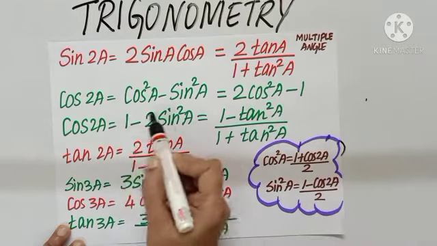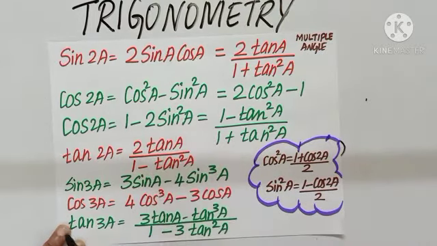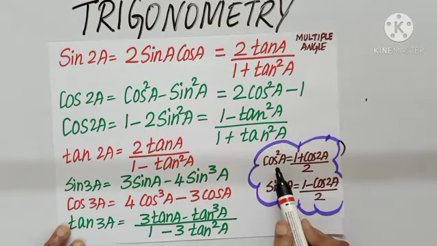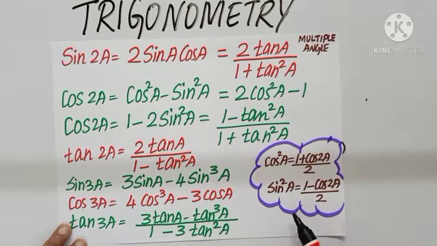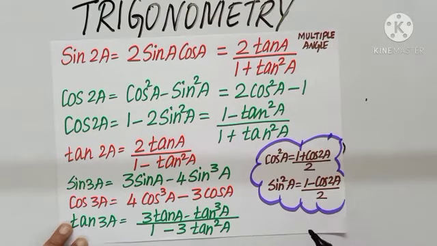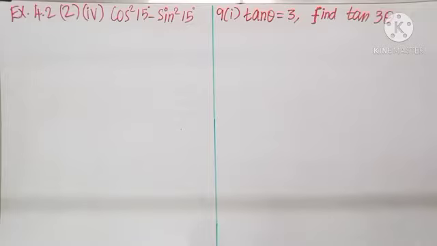From this formula, as I rewrite, I get sine square A is 1 minus cos 2A by 2. Cos square A is 1 plus cos 2A by 2, and sine square A is 1 minus cos 2A by 2. Let us remember these formulas to proceed with the exercise problems.